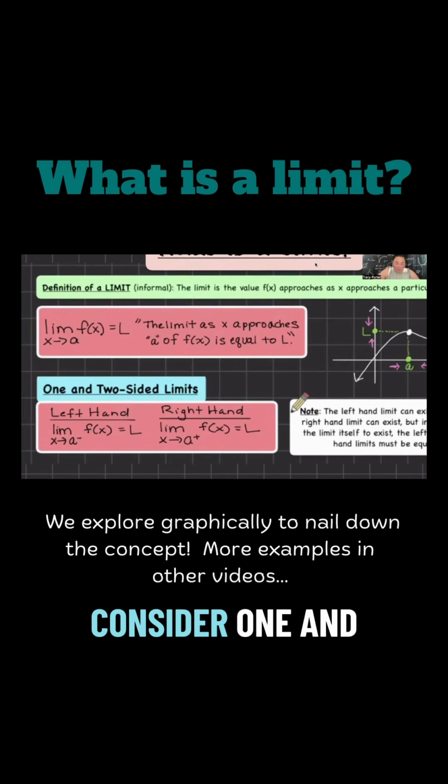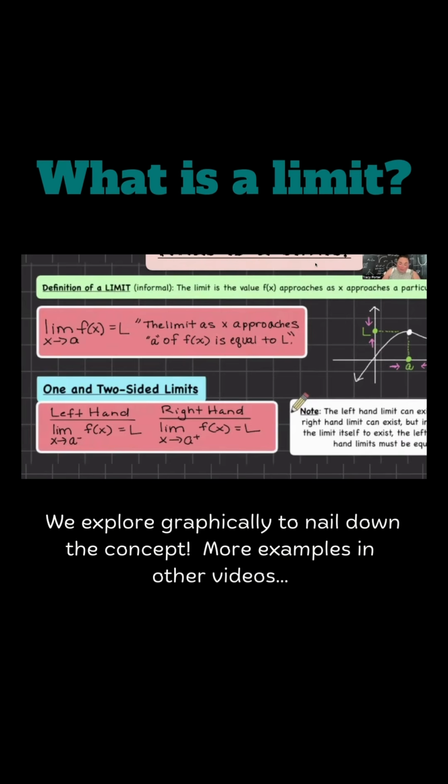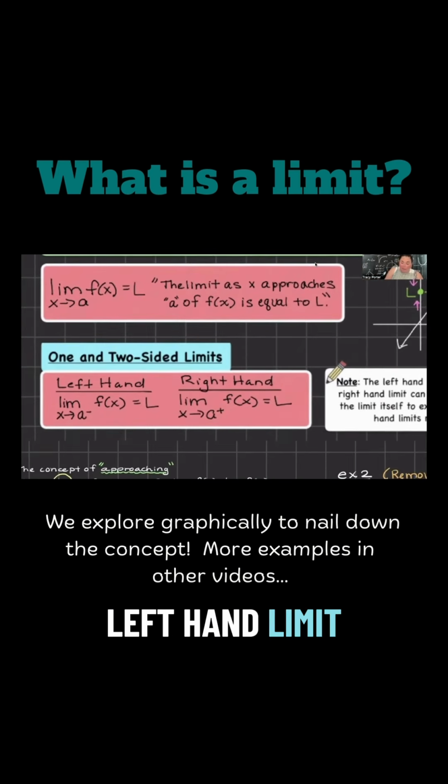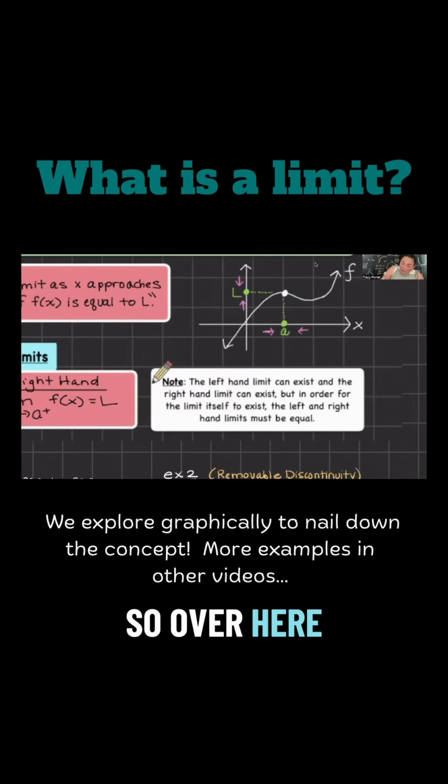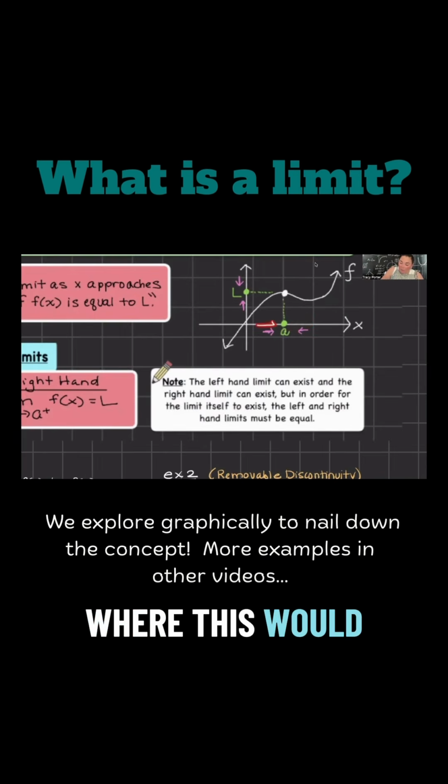And so we consider one- and two-sided limits to get the idea going. We're going to have a left-hand limit, which means you're going to come in on the left side of the value a, and to note the left-hand, we put a little minus up here. And then you're going to consider a right-hand limit, which means you're going to come in on the right side of a. We're going to denote that with a positive sign. So over here, this would be approaching a from the right, where this would be approaching a from the left.